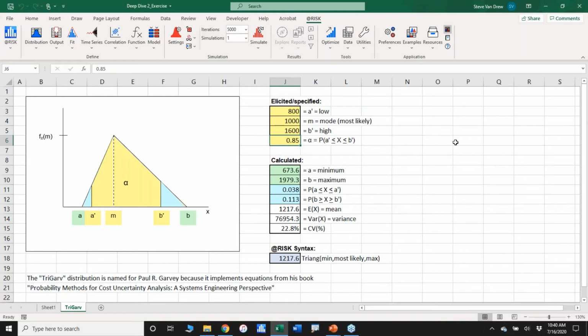So I put 0.85 in there, in other words, 85%. Here's how you interpret that. That means that between the original low and the original high, the 2 yellow A prime and B prime values, what's in yellow there captures 85% of the distribution. So the question at this point is, what do we do to get the other 15%?